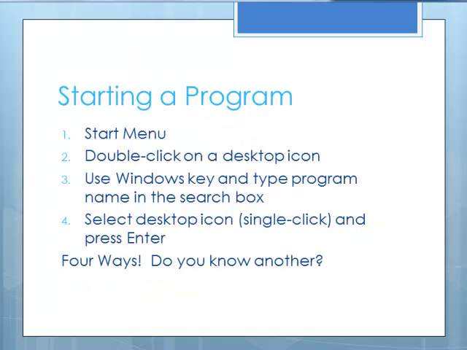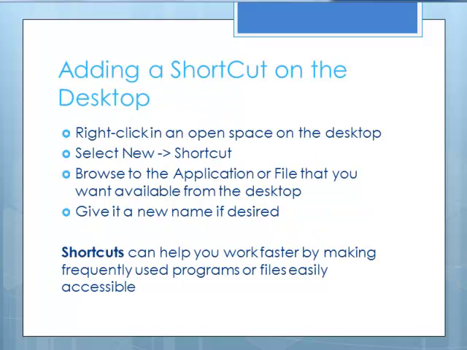So how do you start a program? Well, here's at least 4 different ways. Perhaps you know some others. Through the Start menu, you can double-click a desktop icon. You can use the Windows key and type the program name, or you can select the desktop icon, that's a single click, and then press enter. Those all start a program.